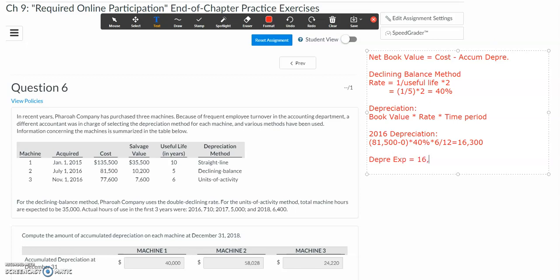So for the first year, your depreciation expense is 16,300. Your accumulated depreciation is 16,300, and your ending book value is going to be 81,500 minus 16,300.